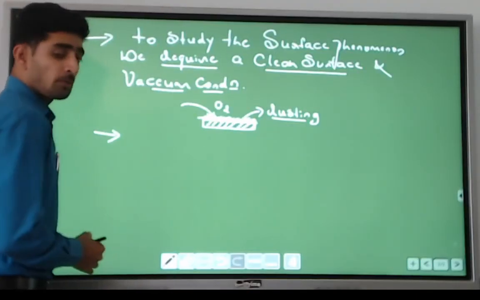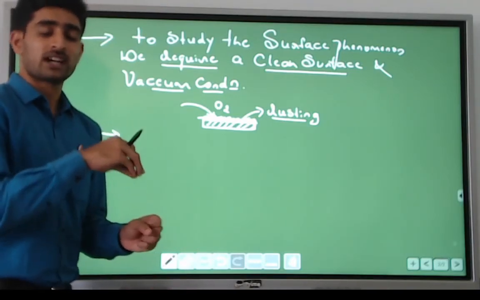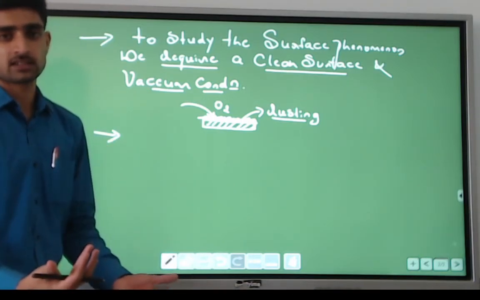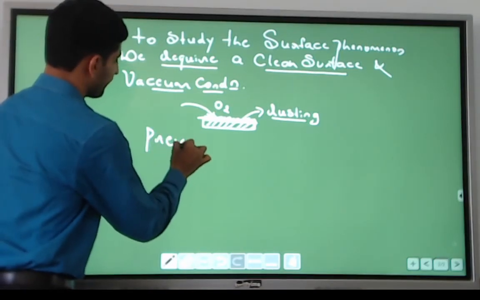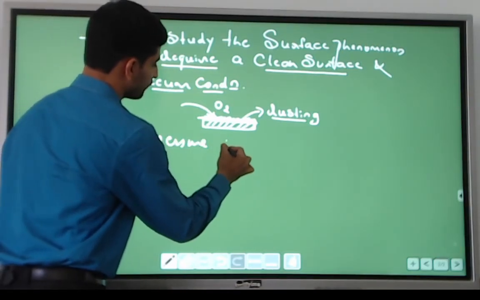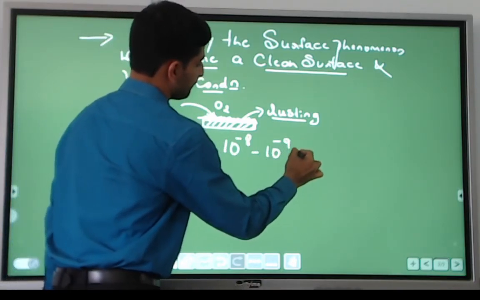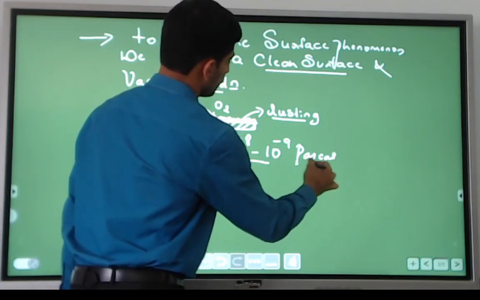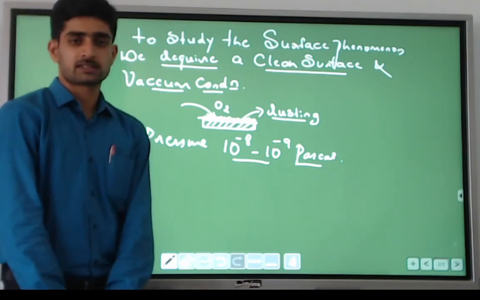Second one, we require pressure, because in some cases to study the surface phenomena we require a pressurized gas. So we need to understand what the pressure should be. The amount of pressure that we need to provide is 10 raised to minus 8 to 10 raised to minus 9 Pascal. Up to this, is it clear?